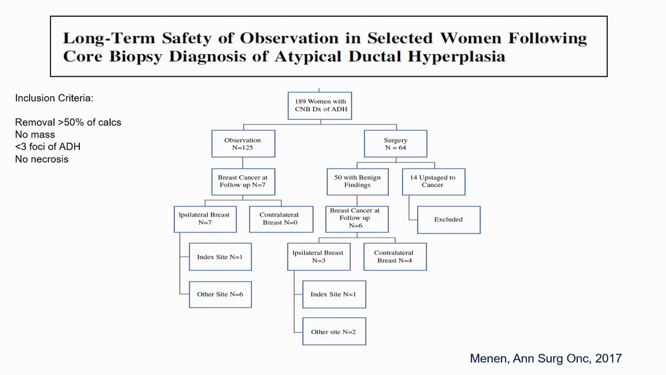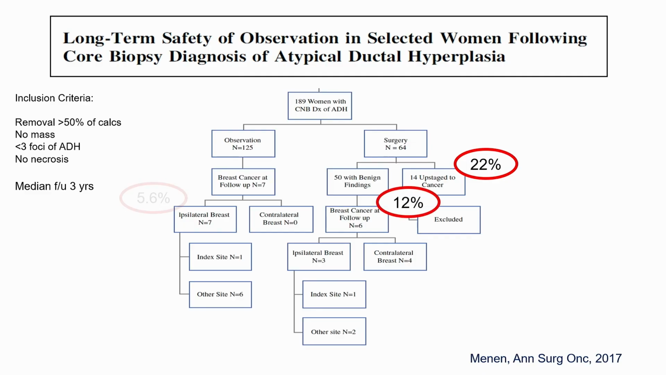There are some institutions that do have a tumor board for atypical ductal hyperplasia, where there are criteria that the tumor board will look at: if more than 50% of the calcs are removed, if there's no mass, if there are fewer than 3 foci of ADH on the core biopsy, and certainly no necrosis. When patients don't meet those criteria and go on to excision, the upgrade rate is around the standard reported rate of around 20%.